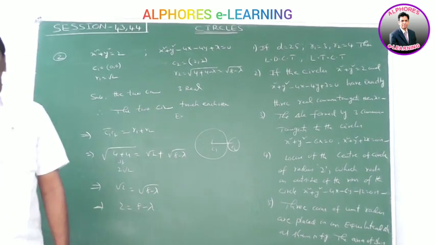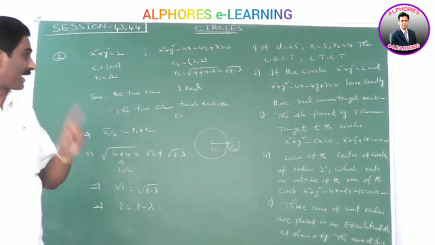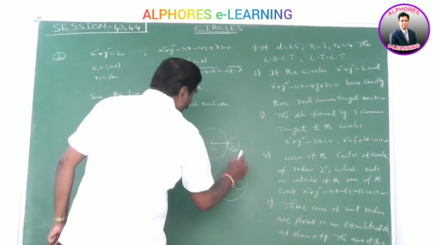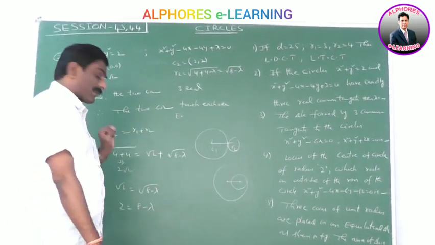Suppose these circles have exactly one tangent. One tangent means they touch each other internally. That means C1C2 is equal to what? R1 minus R2. By using that property, we find the value of lambda.